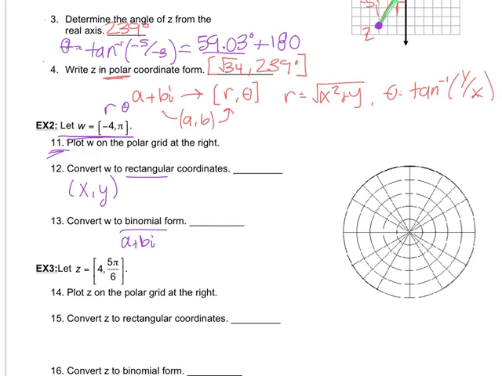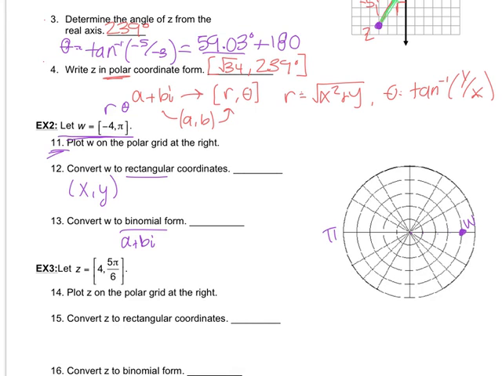Plot W on the polar grid at the right. So r is -4 and theta is pi. If I go out to pi, and then my r is -4, I'm going to go backwards 4, and my point W ends up right here.